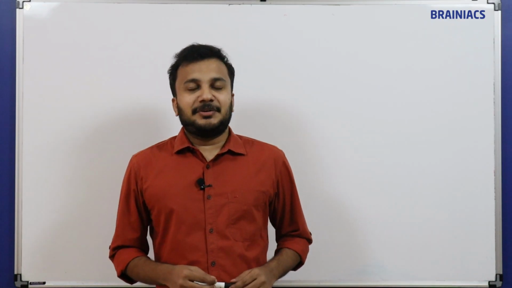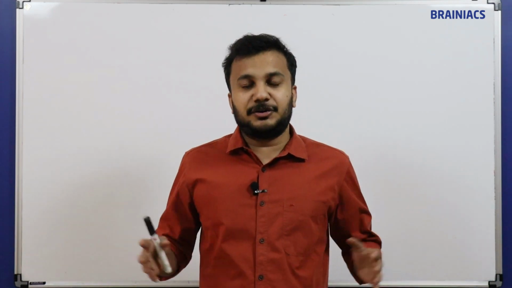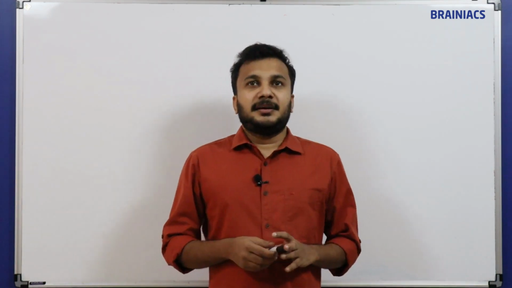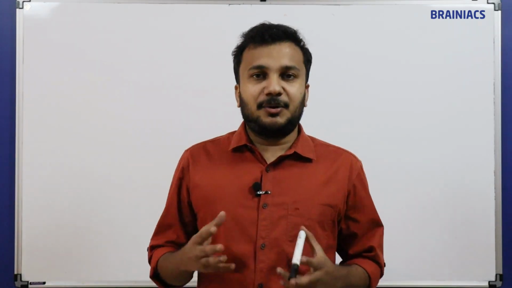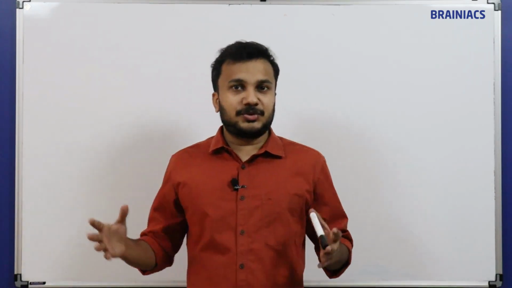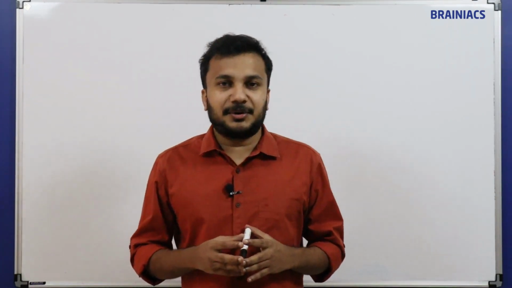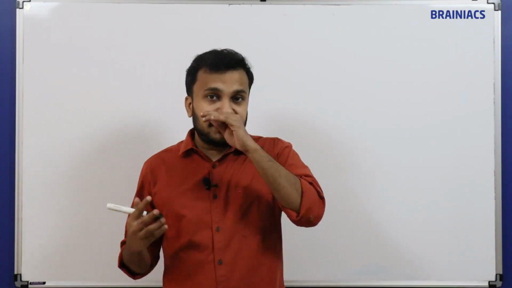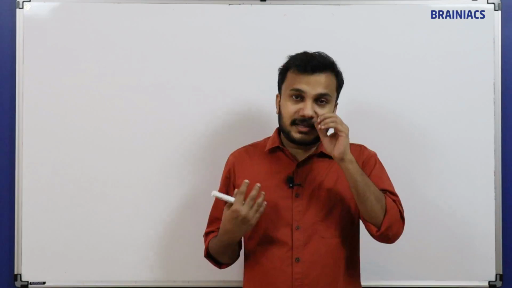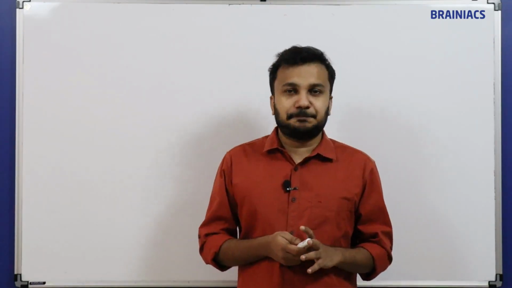Hi students, welcome to the next topic from wave optics, which is a continuation of Young's double slit experiment. In Young's double slit experiment we have learnt about two slits, and the waves coming from the two slits will undergo constructive or destructive interference, and based on that we get maxima and minima, or we'll say brightness or darkness.